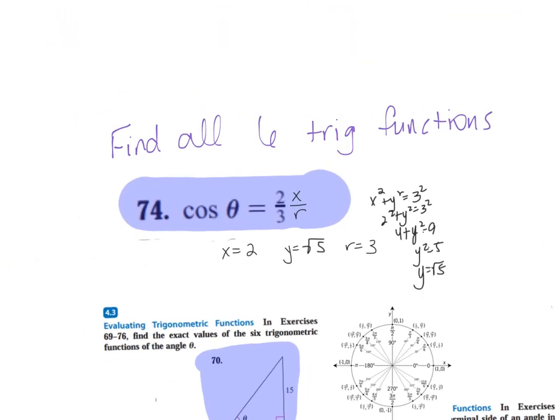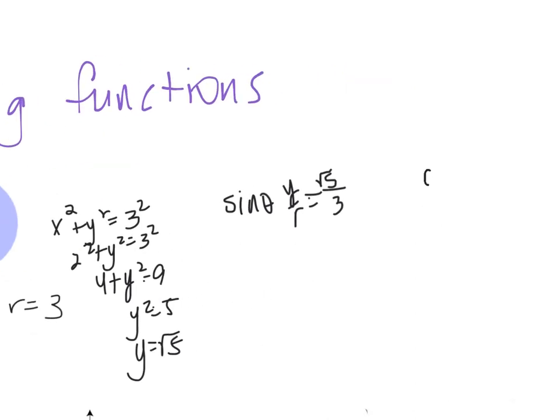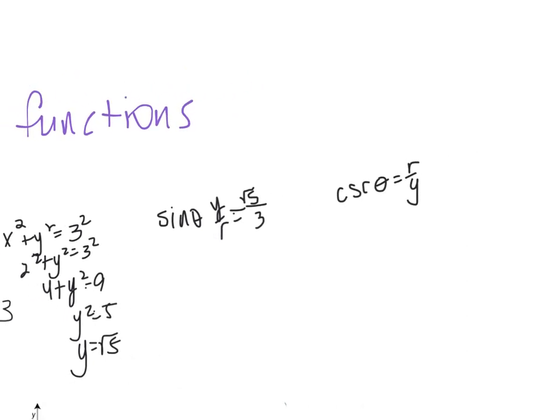Okay, so now let's find all 6 trig functions with this new information. I have sine of theta, which is Y over R. So what's my Y? Root 5. And what's my R? 3. So my cosecant, when I flip it, is going to be R over Y, which is 3 over square root of 5. 3 over root 5.